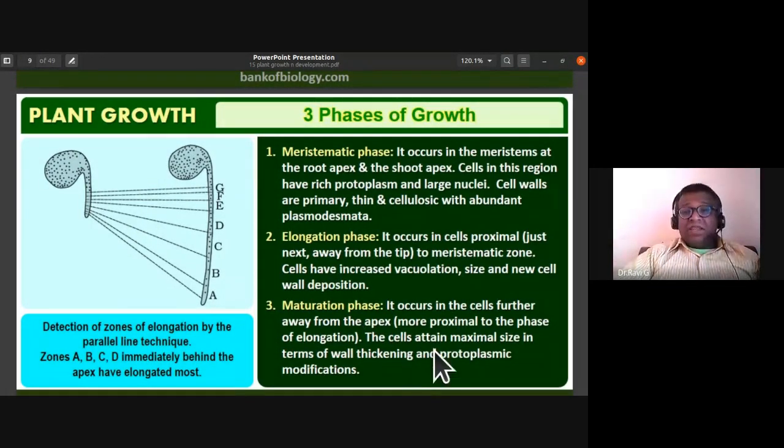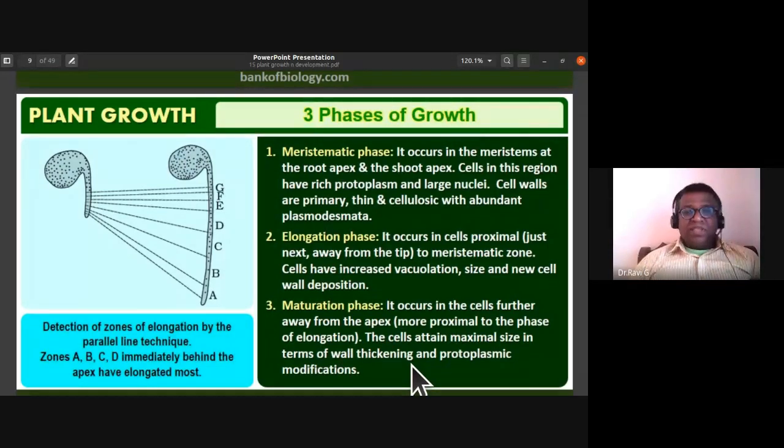The cells here in the maturation phase attain maximal size in terms of wall thickening and protoplasmic modifications, and they are differentiated, like they can form parenchyma or sclerenchyma or xylem, phloem. All that differentiation takes place in this maturation phase. So the phases of growth are the meristematic phase, elongation phase, and maturation phase.